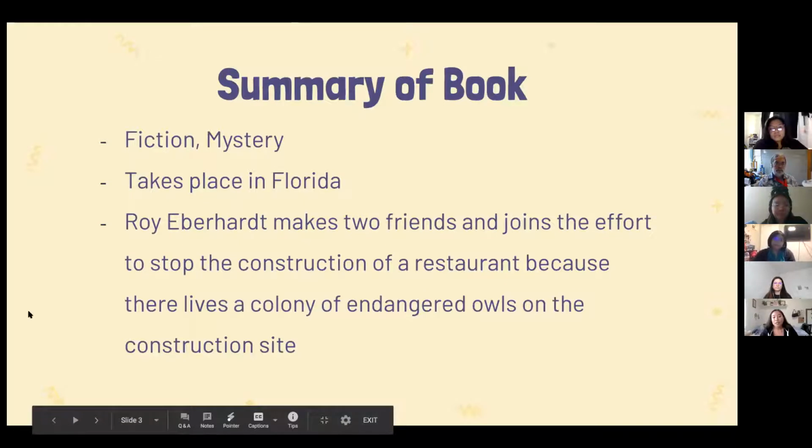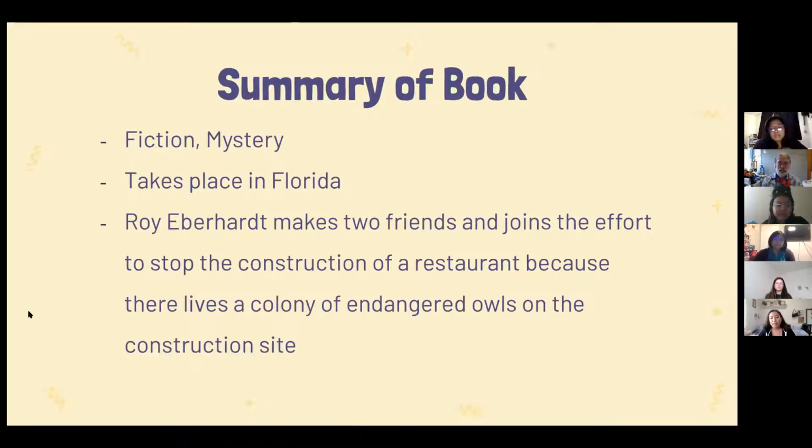So it's a fiction book, like a mystery novel. It takes place in Florida. This boy, Roy, moves to Florida, and then he makes some quirky friends, and they join a group effort to stop construction of a restaurant, a pancake house. They want to stop it because there's actually a colony of endangered burrowing owls on the construction site.